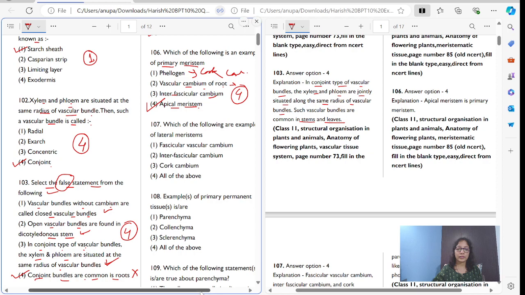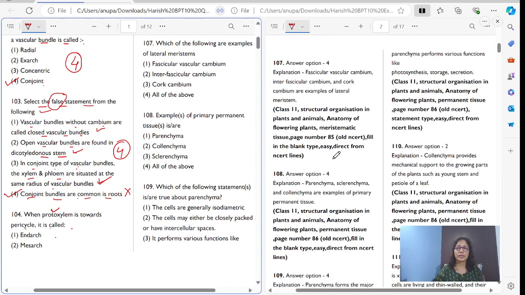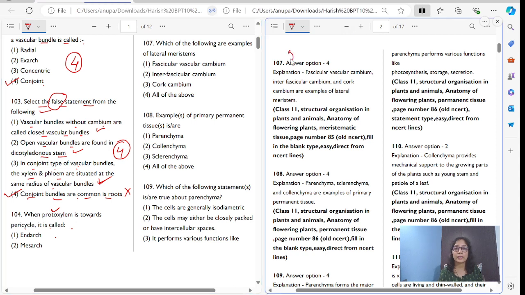Now let's move to the next question, that is question number 107. Question number 107 states that which of the followings are example of lateral meristem? We have to find out the examples of lateral meristems. Lateral meristems are those which help to increase the girth or the thickness of the stems, and they are present in the lateral regions of the plant. So let's see the options.